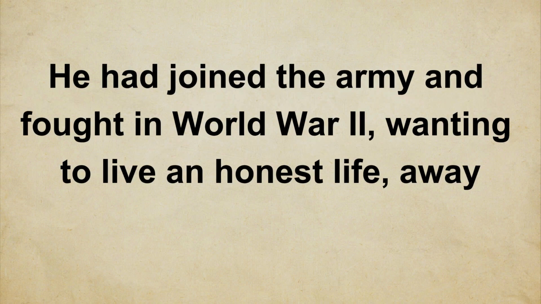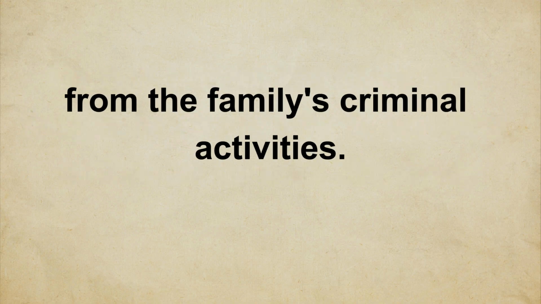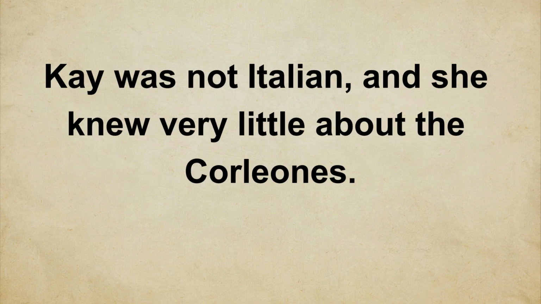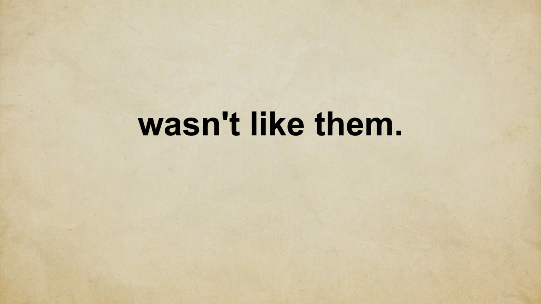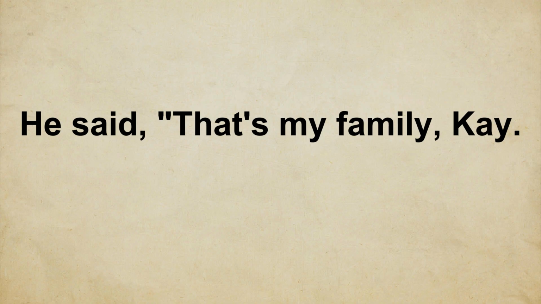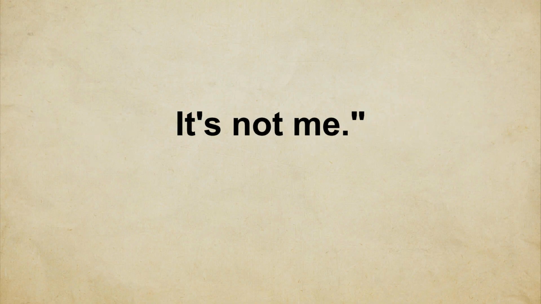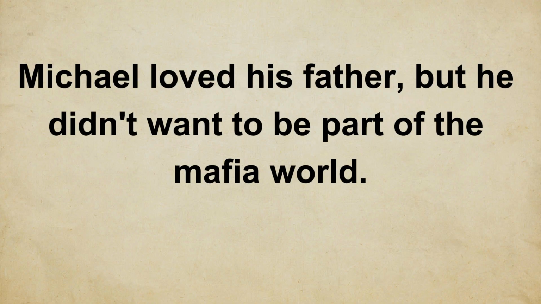He had joined the Army and fought in World War II, wanting to live an honest life away from the family's criminal activities. Kay was not Italian, and she knew very little about the Corleones. Michael told Kay stories about his family, but he tried to make her understand that he wasn't like them. He said, "That's my family, Kay. It's not me." Michael loved his father, but he didn't want to be part of the mafia world.